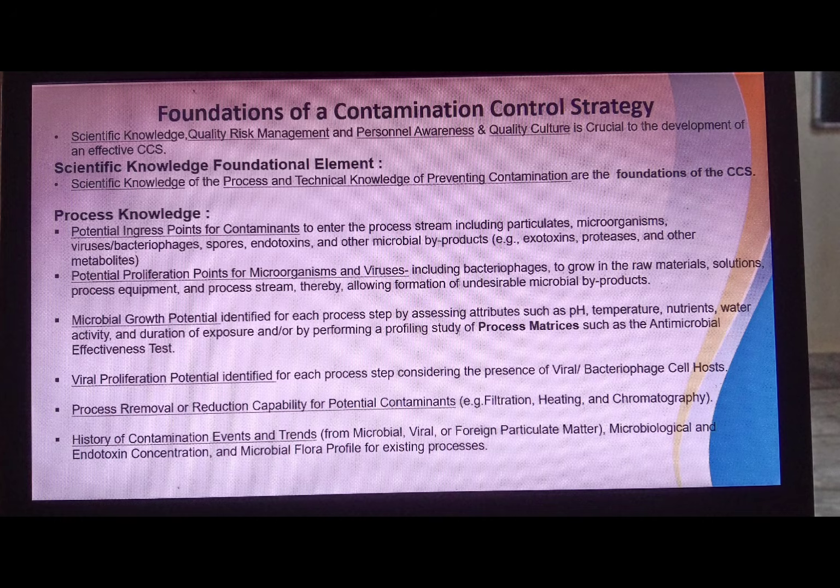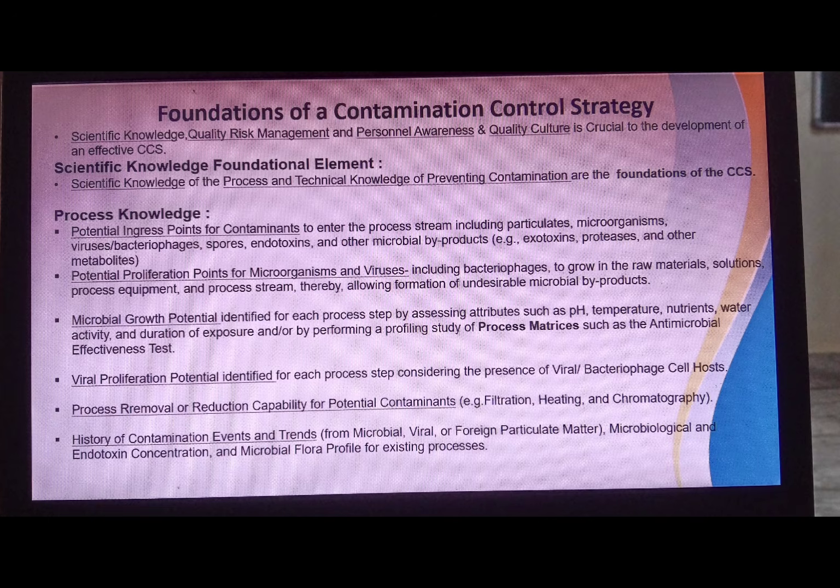Foundation of contamination control strategy. For making a foundation of CCS, scientific knowledge, QRM, that is quality risk management, personal awareness, and quality culture is crucial to the development of effective CCS. Scientific knowledge, foundational elements. Scientific knowledge of process and technical knowledge of preventing contamination are the foundation of our CCS.